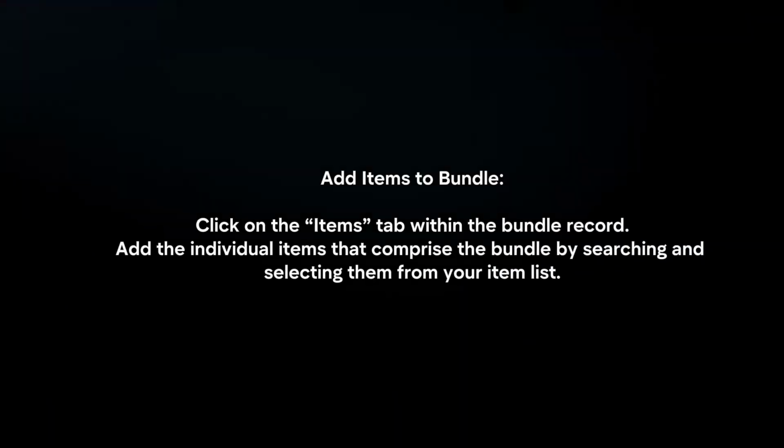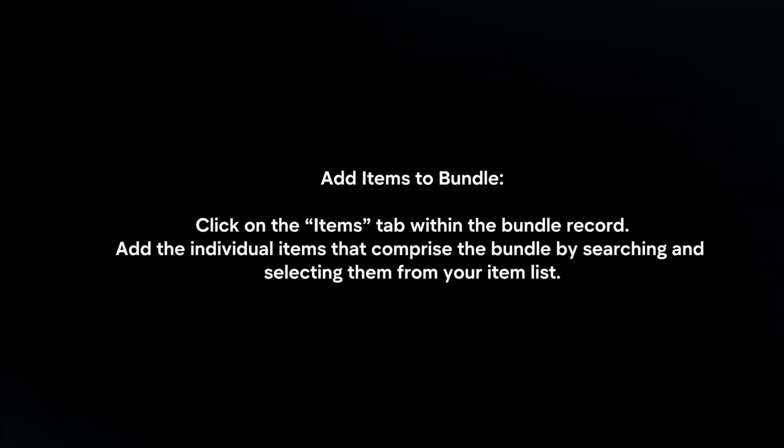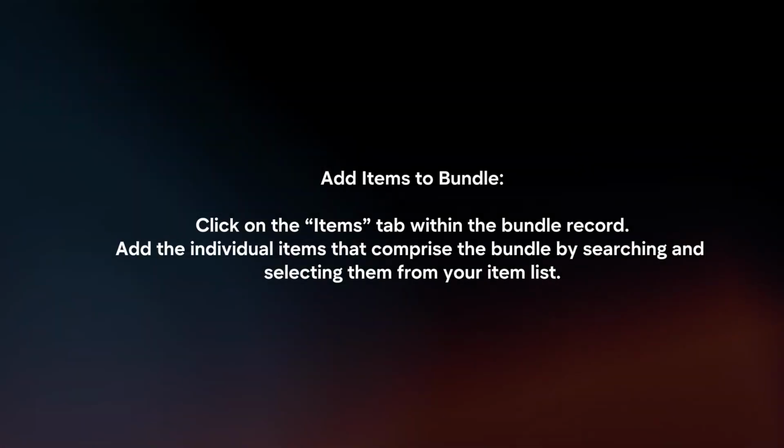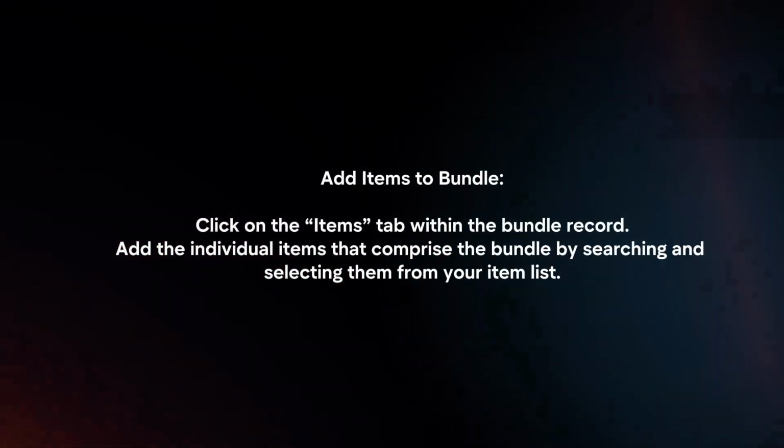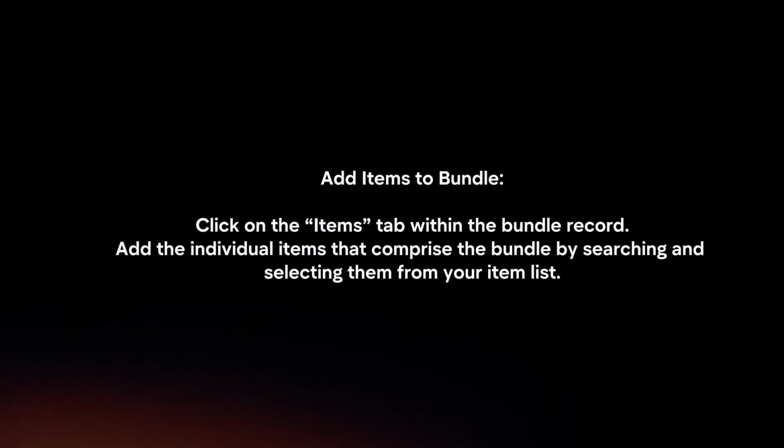Add items to bundle. Click on the Items tab within the bundle record. Add the individual items that comprise the bundle by searching and selecting them from your item list.